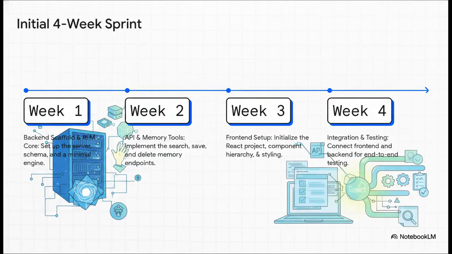You can map out the first chunk of work into a pretty logical 4-week sprint. Week 1 is all about laying the foundation. Get the FastAPI server up, define the database schema, and build a basic version of that RLM engine. In Week 2, you focus on the memory tools, the APIs for searching, saving, and deleting memories. Week 3, you pivot to the front end, get the React project going, and then Week 4, you bring it all together, connect the two halves, and start that super important end-to-end test.